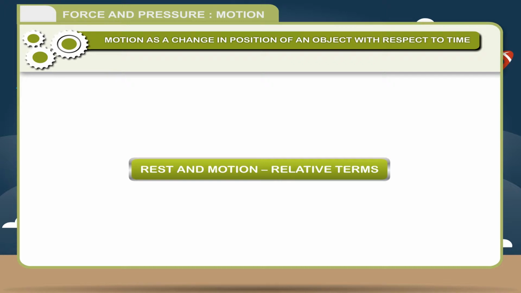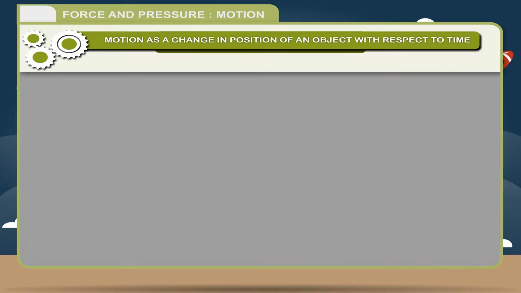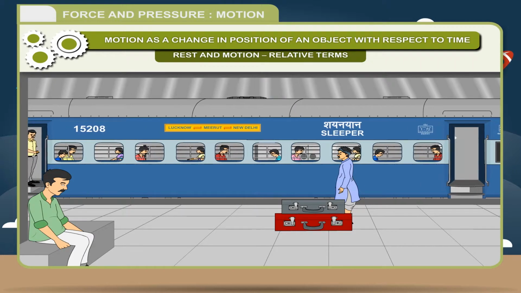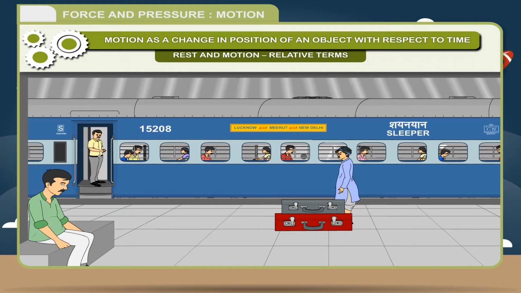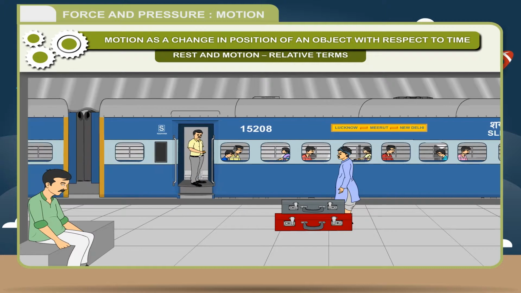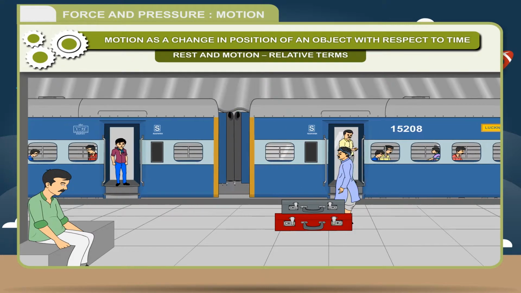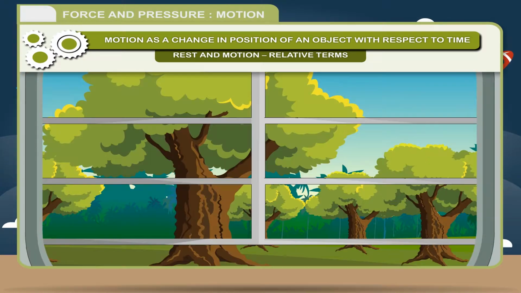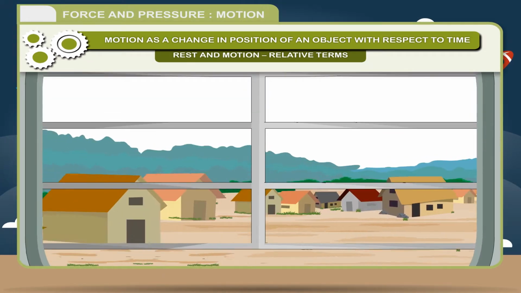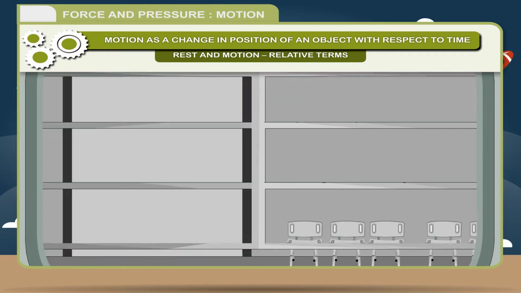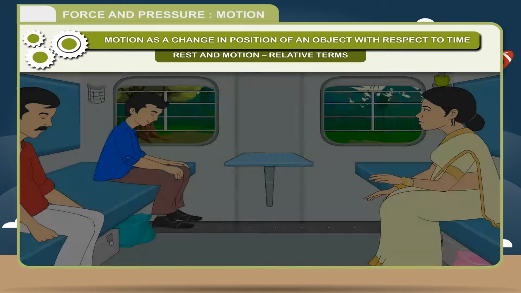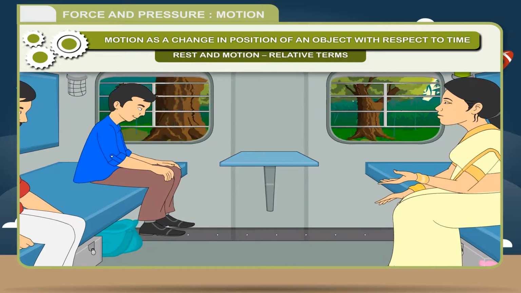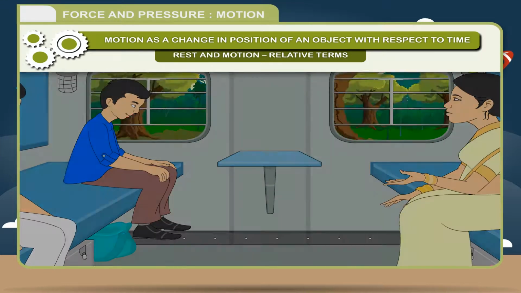Rest and motion, relative terms. Let us consider a situation. Suppose you are traveling in a train with one of your friends. So, with respect to your friend who is sitting beside you, you are at rest. But when you look outside, you are constantly changing your position with respect to platforms, trees, electric poles, etc. So, simultaneously, you are both at rest and also in motion.